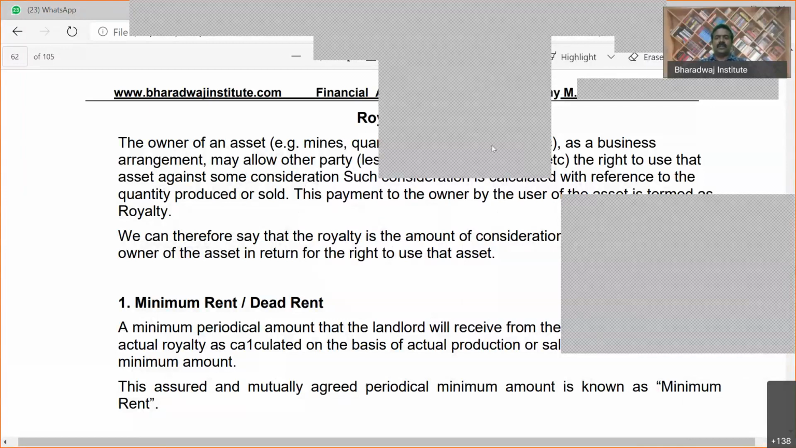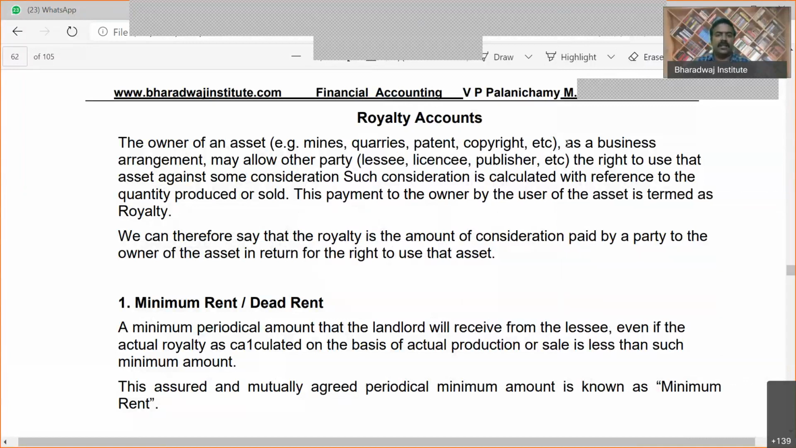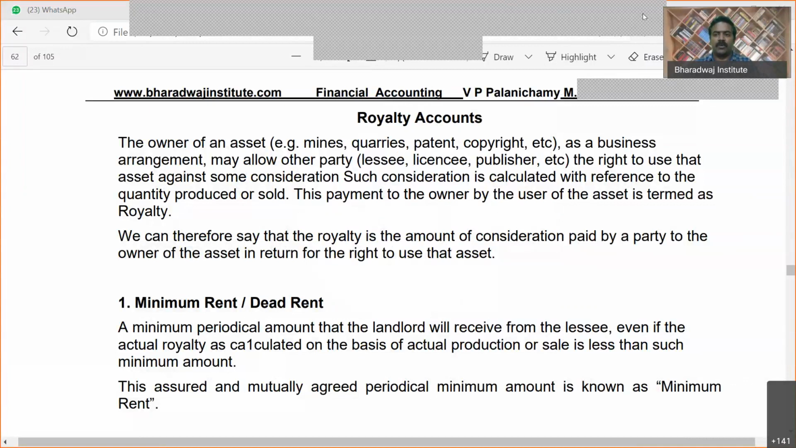Yeah, good evening. We'll begin with royalty accounts. Before we begin, this is a happy thing: royalty cannot be asked in preparation of ledger or journal. They can ask maximum only one thing, that is preparation of the royalty table and the amount payable to the landlord.